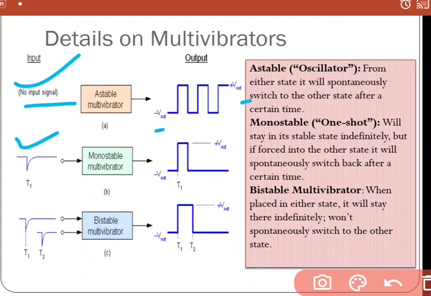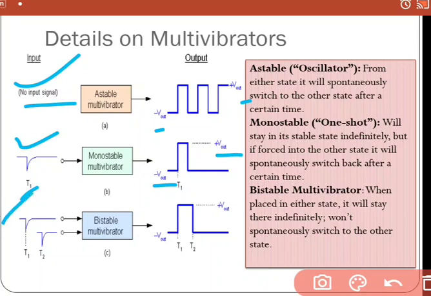Now next point is monostable multivibrator. In the monostable multivibrator, there is one stable state, and here the stable state is minus V out, and when some input signal is given at a time interval t1, it will go to state plus V out, that is unstable state, and it will stay there for some time, and it will again come back to stable state after that certain time, and that time is determined by the external RC circuit.